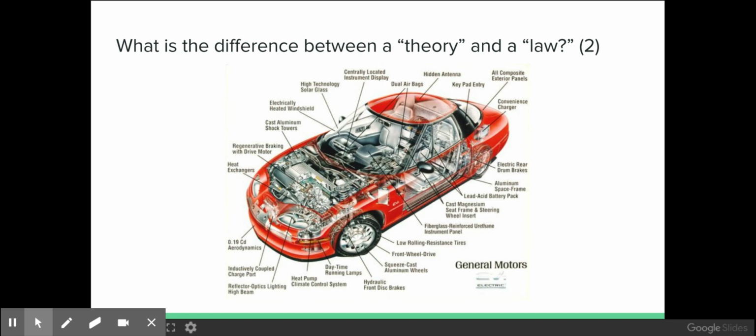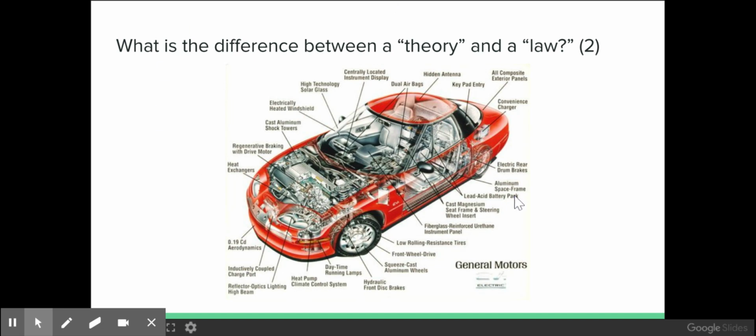And I like this analogy because a car has many moving parts. It takes the dual airbags to keep the passengers safe. It takes the antenna to be able to listen to the radio. It takes the drum brakes to be able to stop the car. It takes the front wheel drive to be able to drive through snow. Each one of these things does a very simple action.